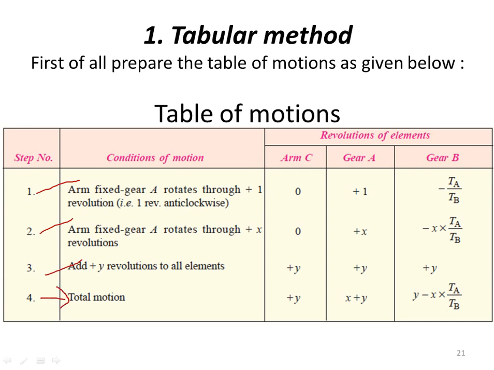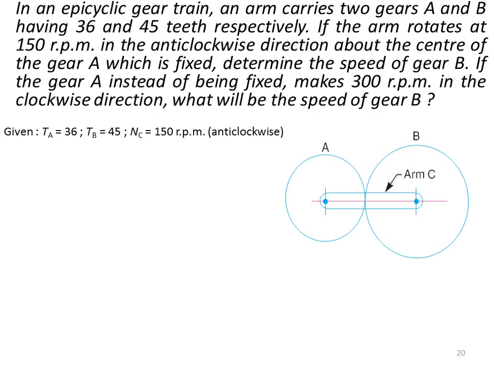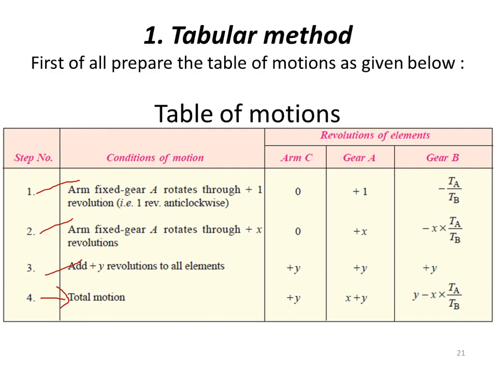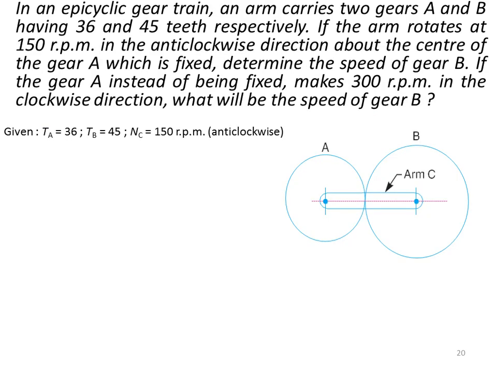In the first condition of motion, you have to fix the arm, and gear A rotates through +1 revolution, that is 1 revolution in the anti-clockwise direction. So what you have to do is fix the arm, irrespective of the given condition in the question.